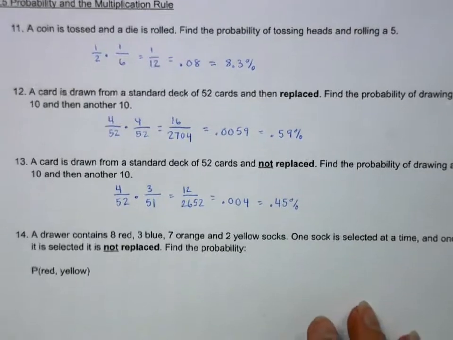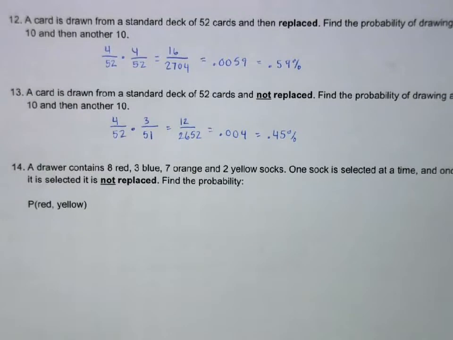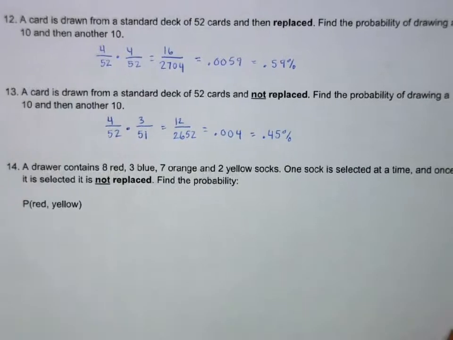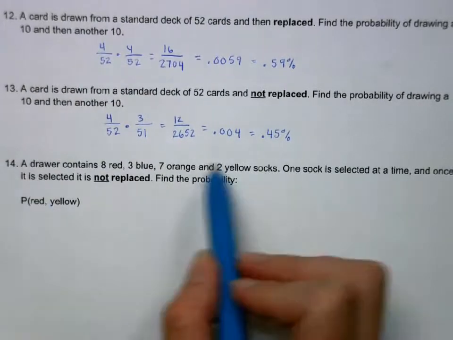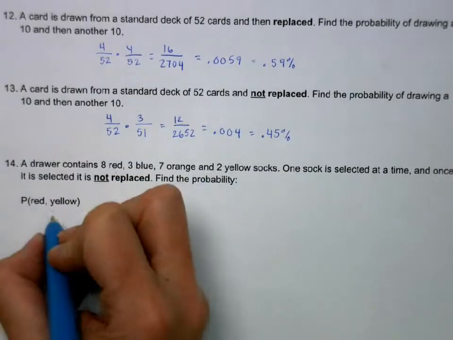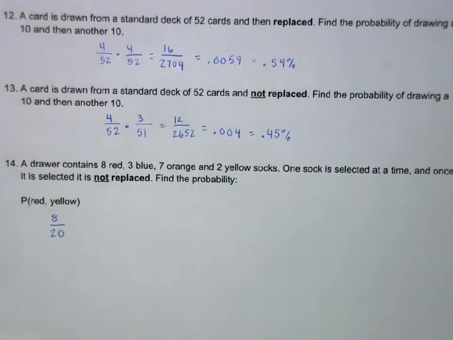Okay, our next problem. A drawer contains 8 red, 3 blue, 7 orange, and 2 yellow socks. The odd number socks kind of bother me, but whatever. One sock is drawn at random, and once it's selected it is not replaced. So find the probability that first you pick out a red sock. So we have 8 out of a total of 20 socks if we add all those values together. We are not replacing it.